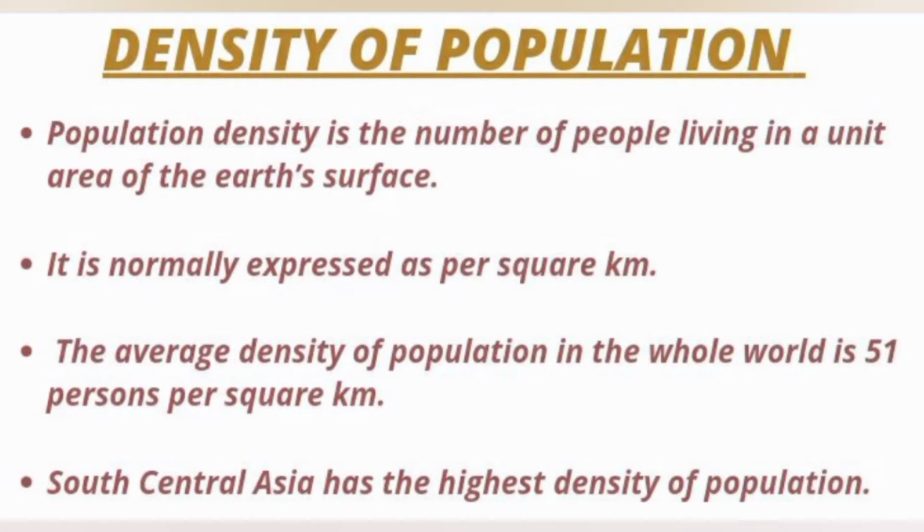Now we will discuss density of population. Population density is the number of people living in a unit area of Earth's surface. It is normally expressed as per square kilometer. The average density of population in the world is 51 per square kilometer. And South Central Asia has the highest density of population.